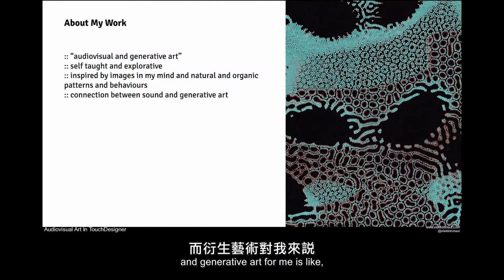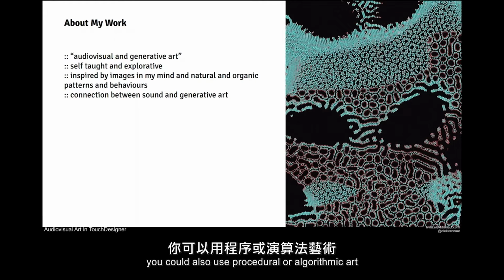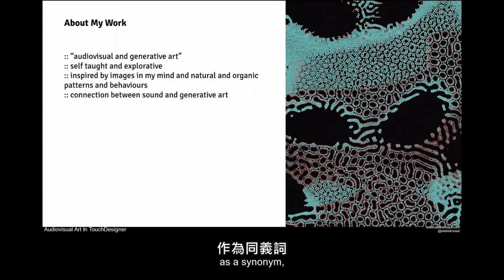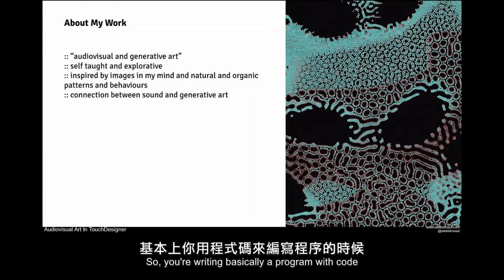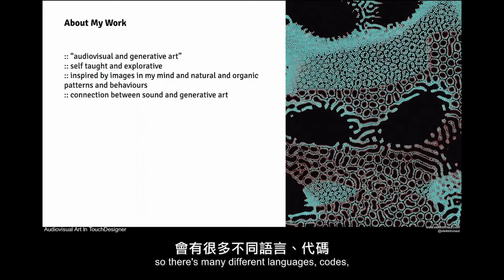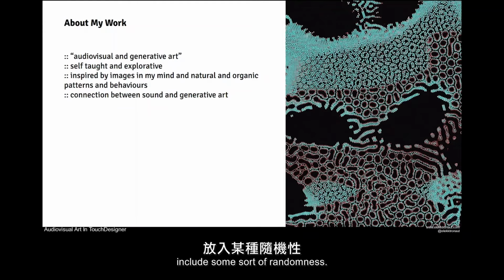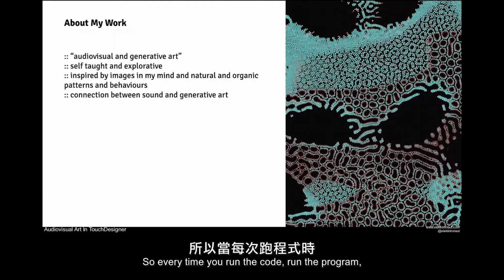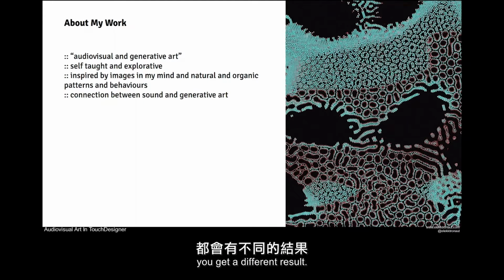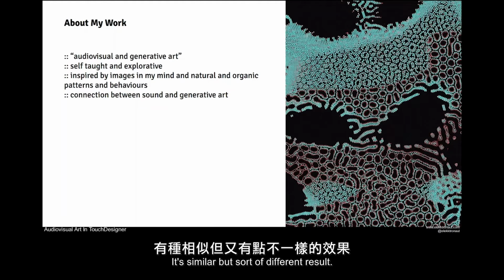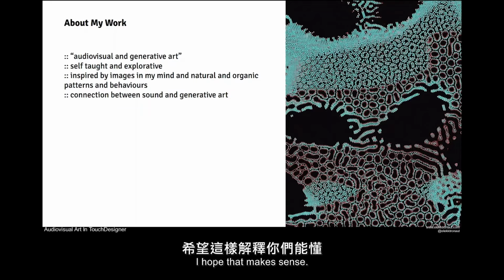And generative art for me, you could also use procedural or algorithmic art as a synonym. What that is for me is really that you're making art with code. So you're writing basically a program. There are many different programming languages to do this. What I also usually do in generative art, and a lot of artists do this, is include some sort of randomness. So every time you run the code, run the program, you get a different result. It's similar, but different. So yeah, I hope that makes sense.